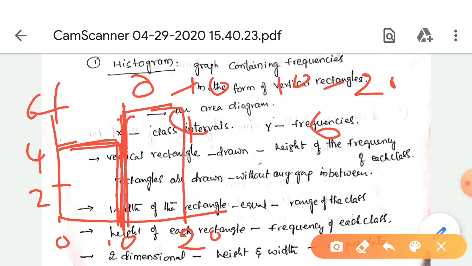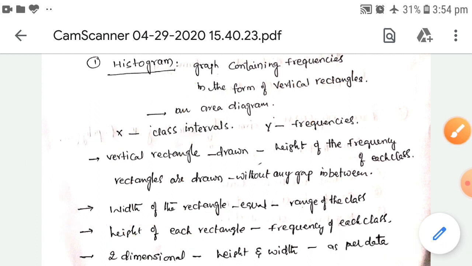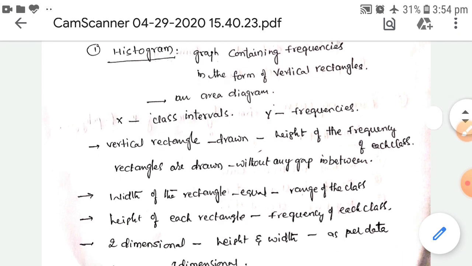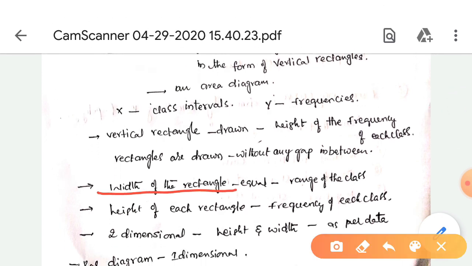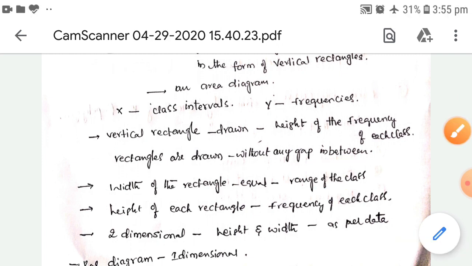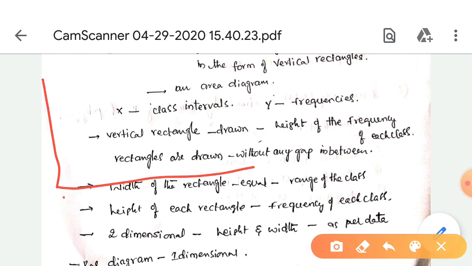Between these two vertical rectangles there is no gap, so we have to draw them continuously. Next, the width of the rectangle is equal to the range of the class. Same here: 0 to 10, 20 and 30.